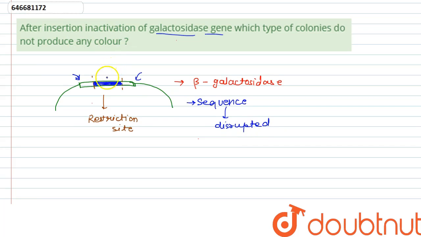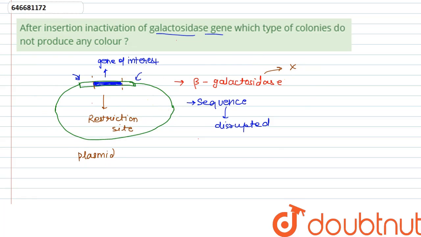Because of insertion of our gene of interest, this whole gene is inactivated, and because of inactivation of this gene which encoded for beta galactosidase, there will be no beta galactosidase production in this host cell containing this plasmid. This is our plasmid. This plasmid will look something like this, the whole plasmid circular.